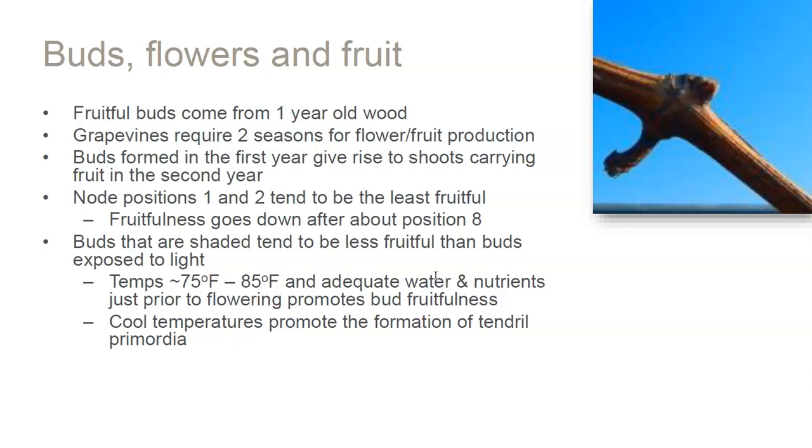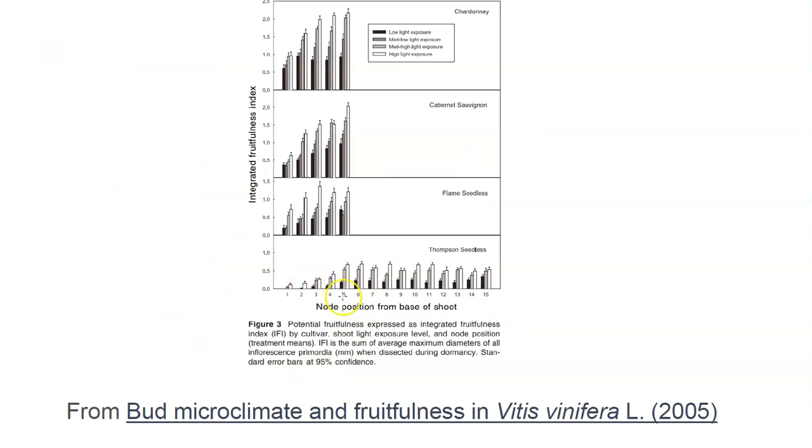Also, a thing to know is that those first 2 nodal positions are the least fruitful. A nodal position is as you're working up a shoot: nodal position 1, 2, 3, 4, and so on. Generally on Vitis vinifera, those first 2 are the least fruitful. So some varieties we can't spur prune down to 2 bud spurs, because they won't be very fruitful. And that's what this is showing here.